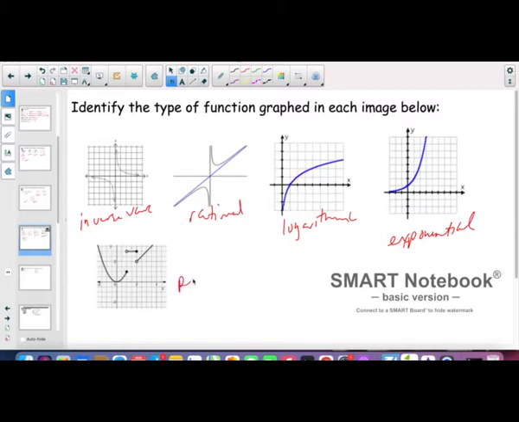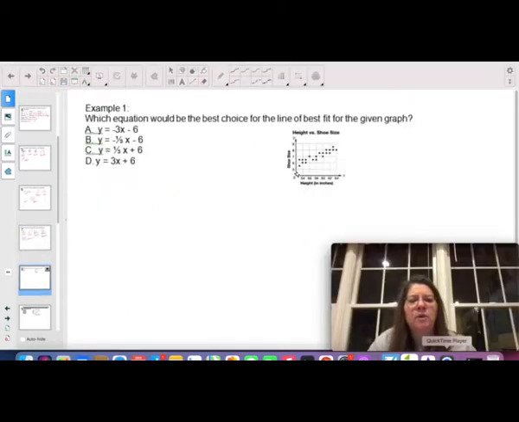The next thing we have to do is determine which equation would be the best choice for a line or curve of best fit. And our curves of best fit, we could use, well, first linear, y equals mx plus b. We could use curves, which would be quadratic. We could possibly have logarithmic or exponential functions. We could have cubic functions. It just depends on what trend the data is showing.